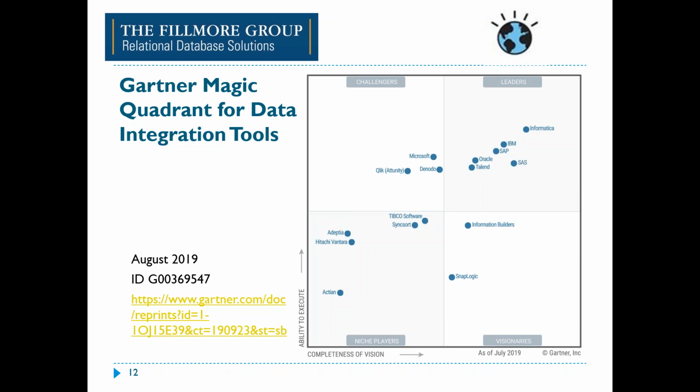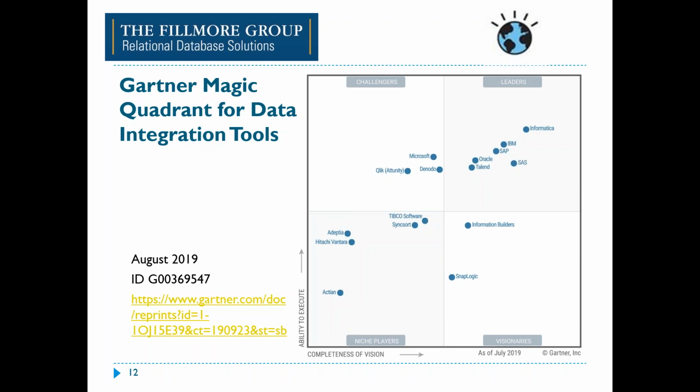So, the Gartner Magic Quadrant for data integration tools. I hope you are all familiar. I'm sure you've seen a lot of Magic Quadrants in your days. The vertical axis is the ability to execute. The horizontal axis is the completeness of vision. This was a survey done in July of 2019, so it is the most current available. And the four quadrants are labeled.